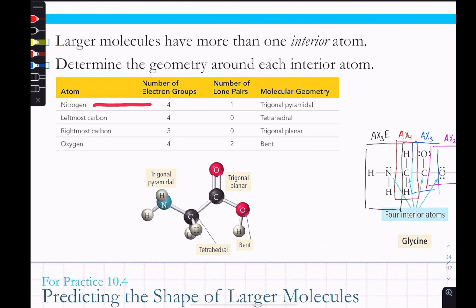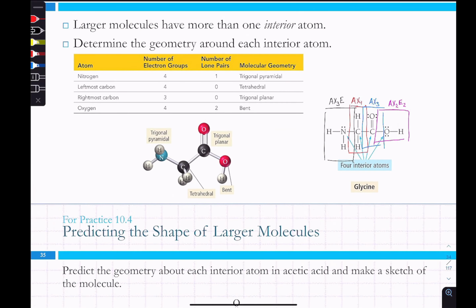So then these are already actually over here. For the nitrogen, 4 electron groups, 1 lone pair. It's going to be trigonal pyramidal. For the left carbon, it's going to be 4 electron groups, 0 lone pairs, so it's tetrahedral. And then the rightmost carbon, 3 electron groups, 0 lone pairs, so trigonal planar. And then for oxygen, it's 4 and 2, so that's bent. Yeah, so treat each central atom individually and then figure that out.